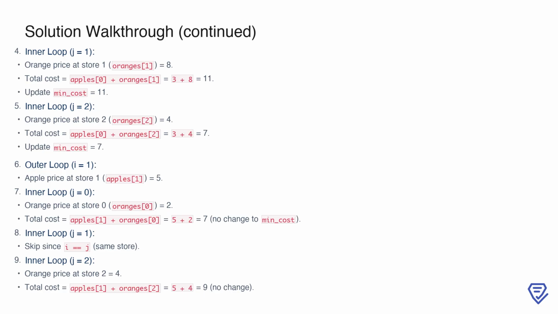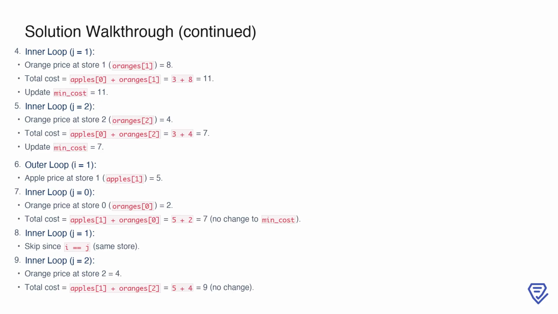When j equals 1, the orange price at store 1 is 8, giving a total cost of 3 plus 8, which equals 11. We update min_cost to 11 since it's smaller than the current value of infinity. Next, with j equals 2, the orange price at store 2 is 4, resulting in a total cost of 3 plus 4, which equals 7. This is now the smallest total cost, so we update min_cost to 7.